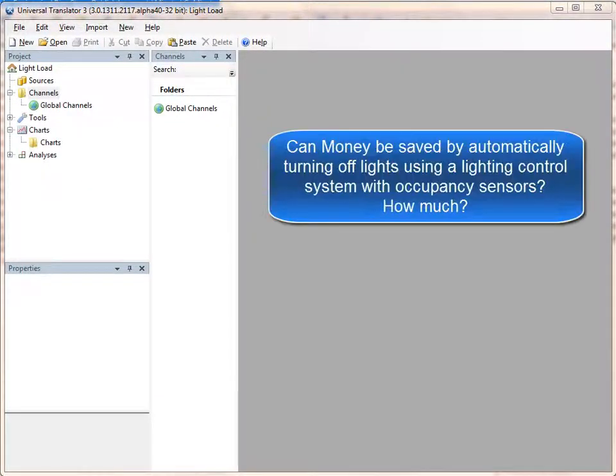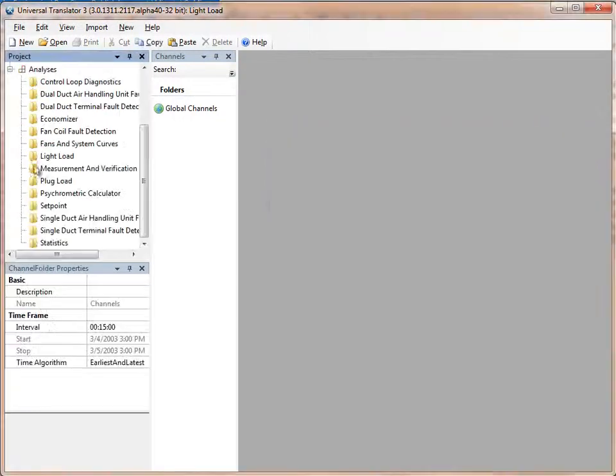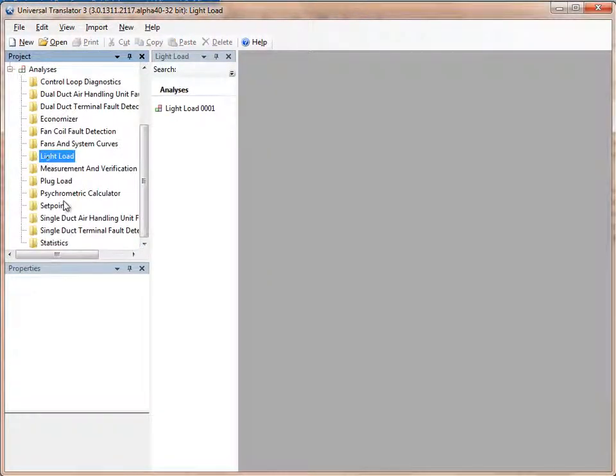For many energy saving projects, retrofitting lighting systems may be a good option. But to determine whether it is a good option, some quantitative analysis is helpful to determine how much money would be saved. So the Universal Translator has a module for this, which is called the light load model.